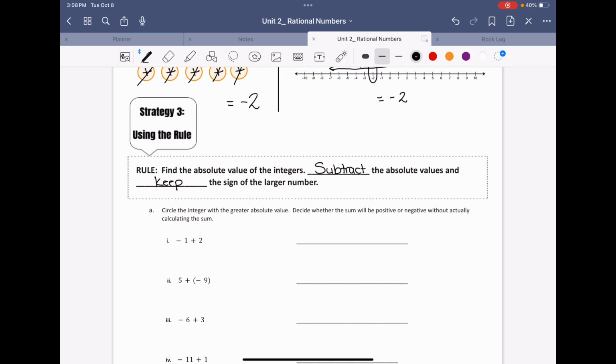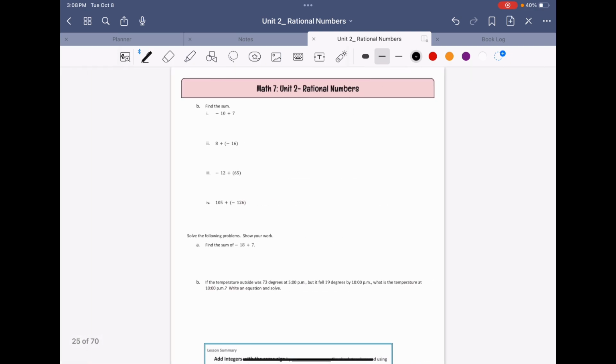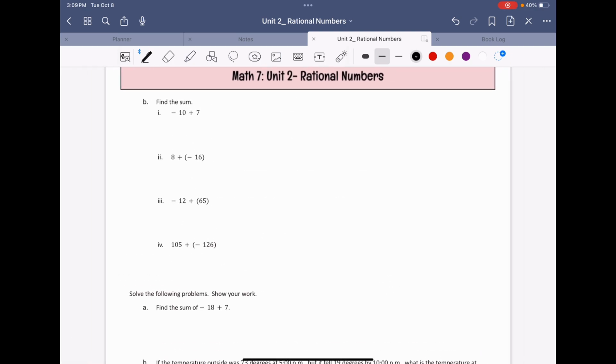All right, so just looking at these without actually calculating them, I'm going to circle my larger number. I've got 2. Well, 2 is positive, so my answer should be positive. Negative 9, that's larger, so my answer should be negative. 6 is bigger than 3, but 6 is negative, so my answer is negative. 11 is bigger than 1, and 11 is negative, so my answer should be negative. So we're going to go ahead on the next page and calculate the sum.